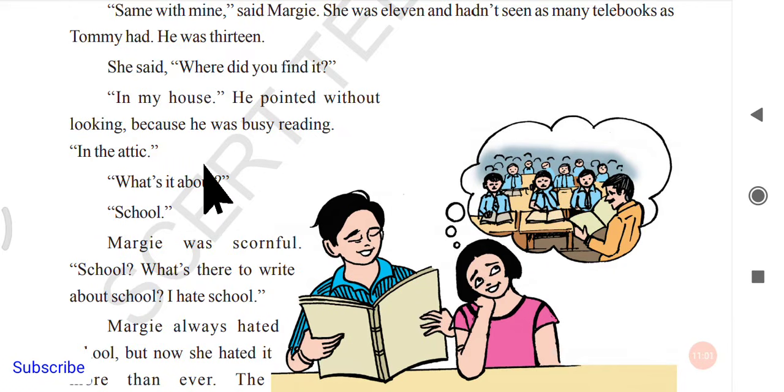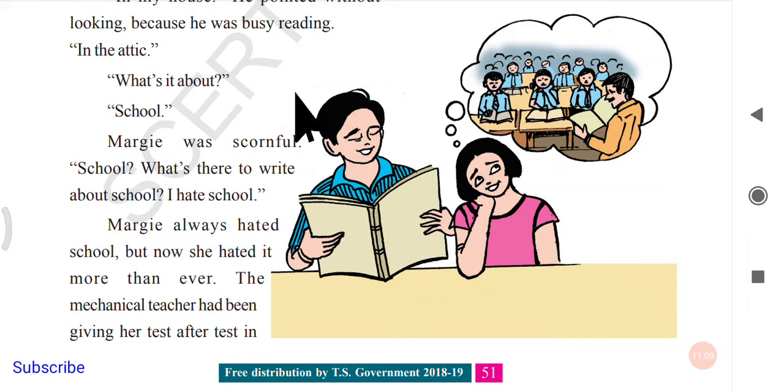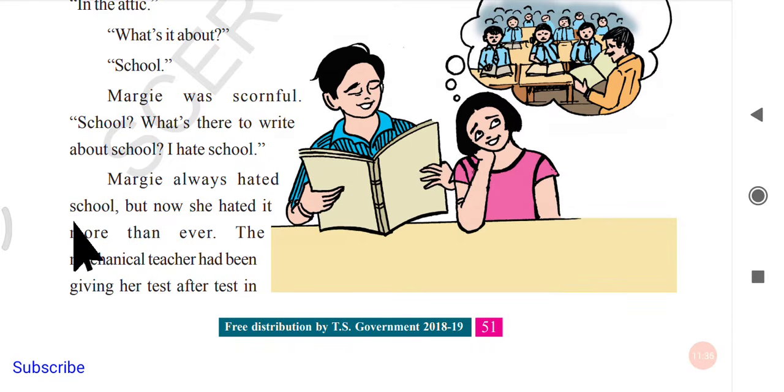Okay, attic in the sense, just like a shelf that we usually have in the homes. Next, "What's it about?" "School." Margie was scornful. "School? What's there to write about school? I hate school." So when Margie asked, "Brother, what is there in that book? What is it about?" he said, "It is about school." Margie just replied, "What is there about school? What is that interesting? I hate school." And Margie always hated school, but now she hated it more than ever.